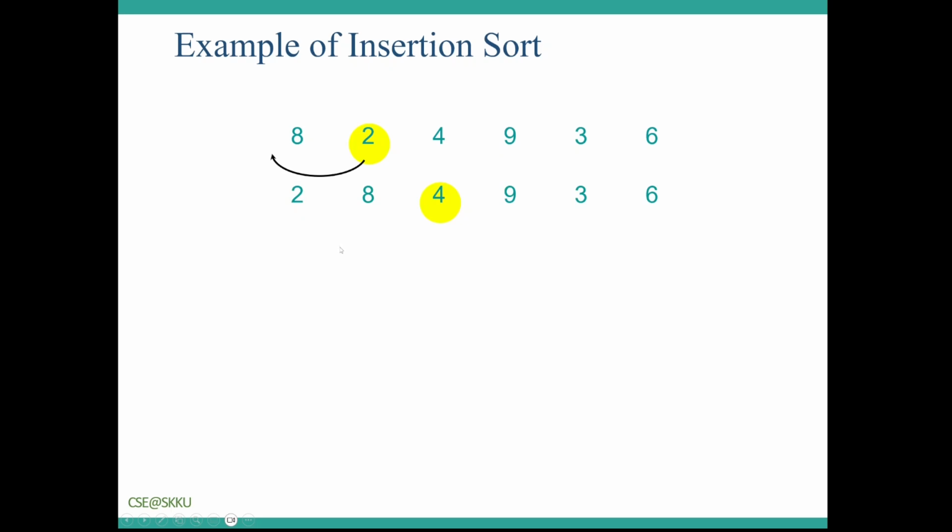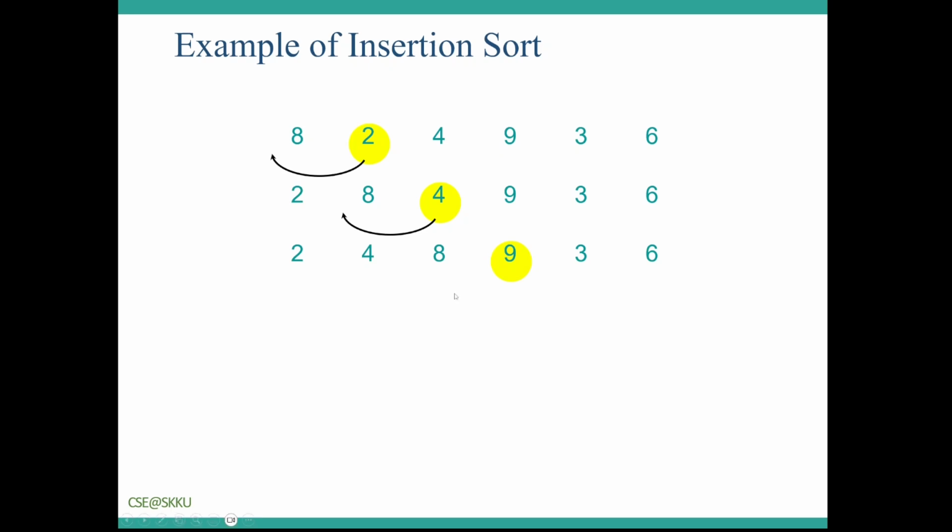After inserting 2, the next element is 4. We compare 4 with the sorted part, which is 2 and 8. 4 is greater than 2 but less than 8. So we shift 8 to the right and insert 4 in the middle. Now the sorted list becomes 2, 4, 8. Okay? The sorted list grows one by one.